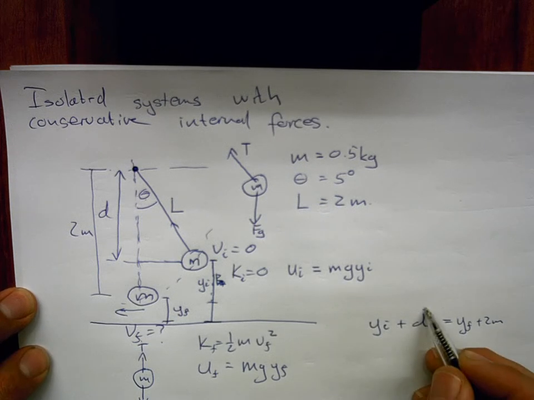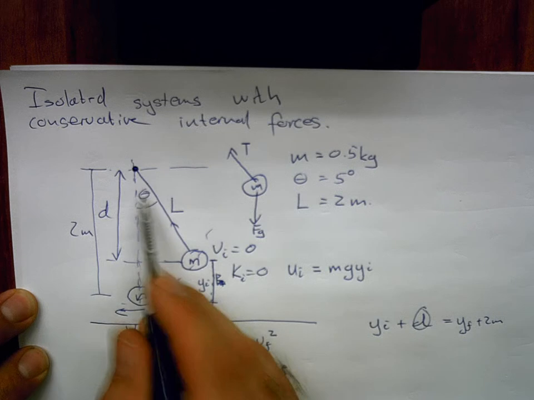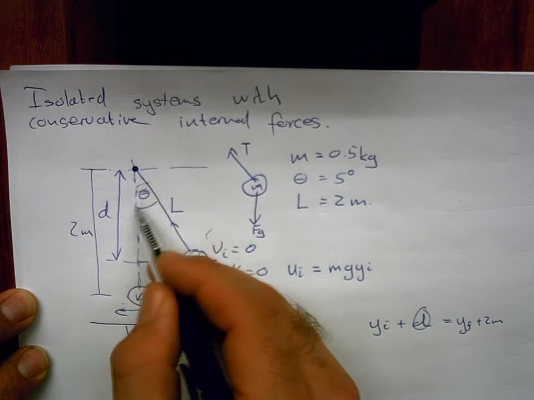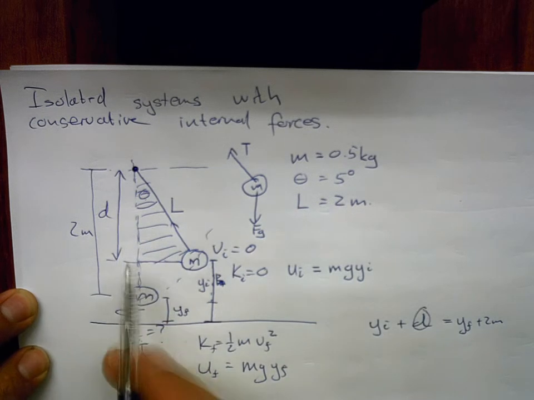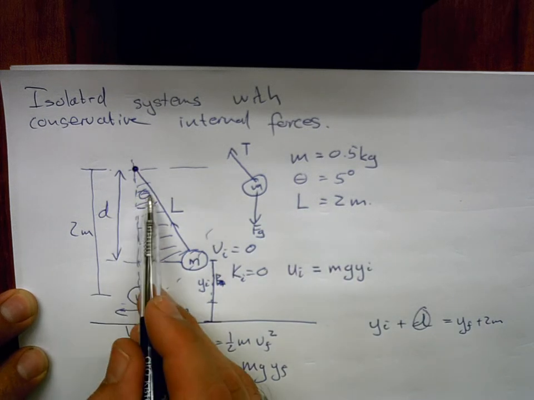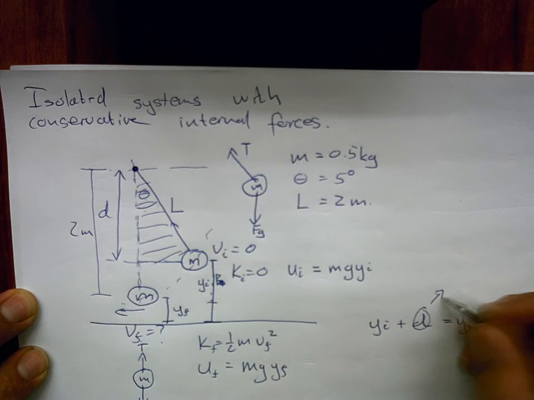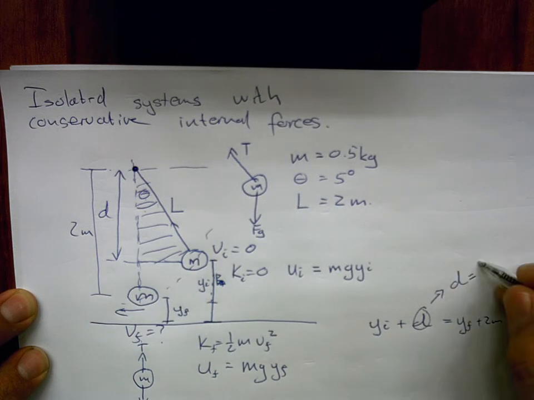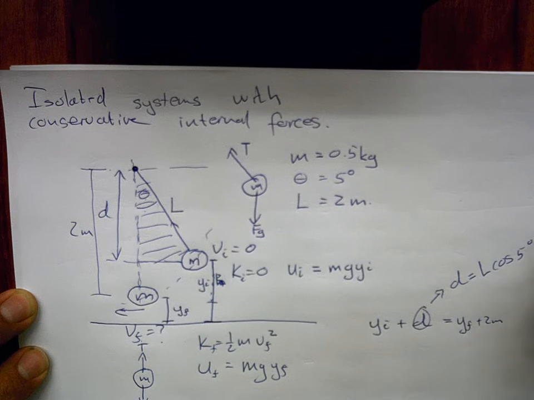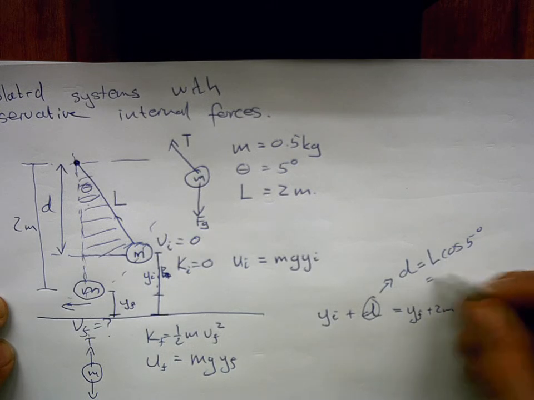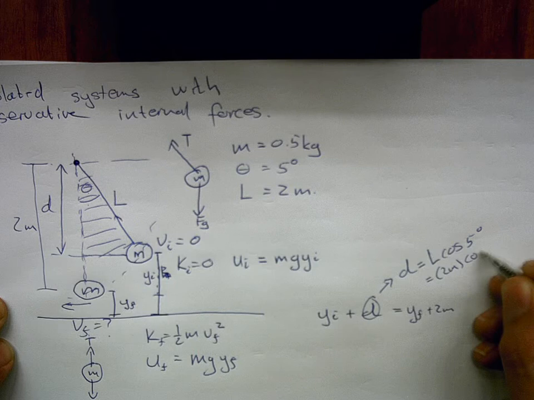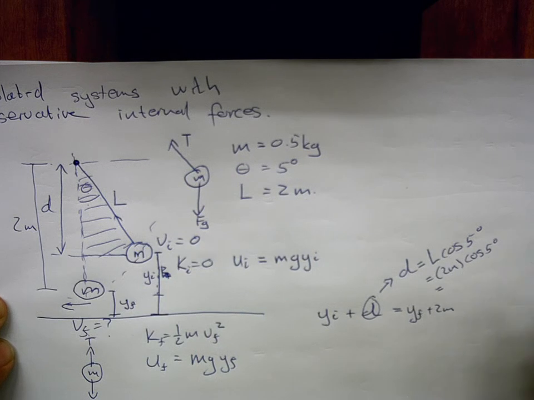Now we can actually calculate d. If we look at this triangle, the one that I'm coloring in there, d is the side adjacent to our angle theta. So we can actually write d as being L cosine of theta, which is 5 degrees. So just using trigonometry, this is then equal to 2 meters times the cosine of 5 degrees, which is 1.99 meters.